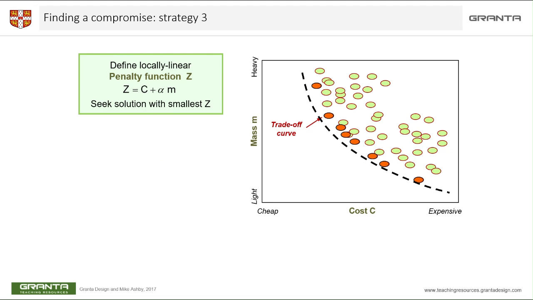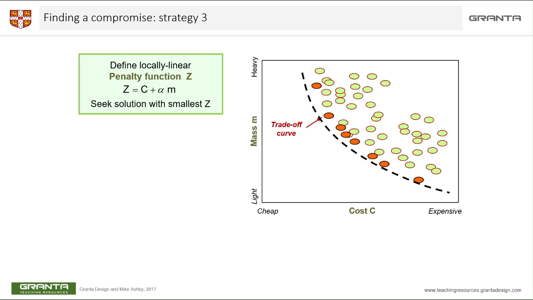Okay. A better approach, and again there can be other approaches as well, but this is one of the things that you can do directly through the Granta software. Okay, and that approach is use of penalty functions. Now what do we mean by a penalty function? Basically we mean that we can define a function which is locally linear between the cost and mass m, right? So we are trying to see how the relationship between the cost and the mass is changing at each point on the graph.